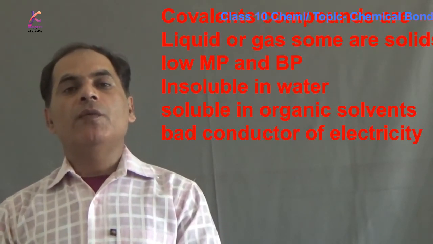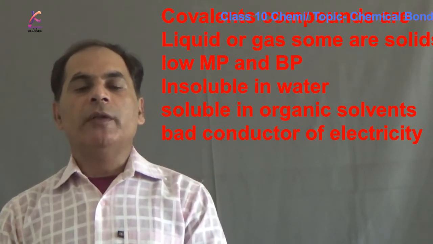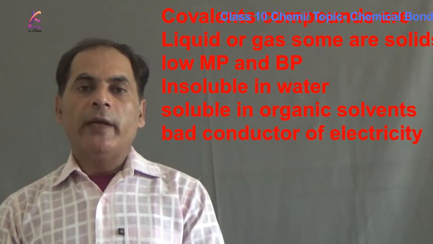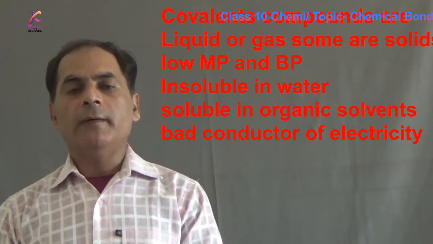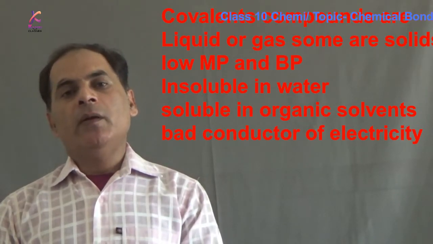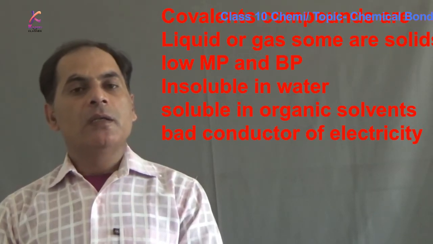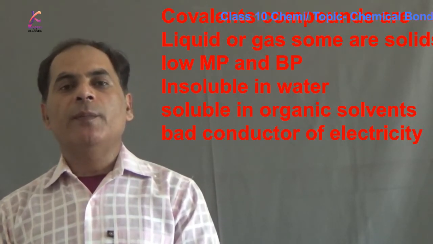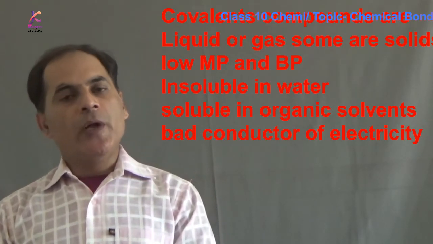Now we will see the properties of covalent compounds. The bond present in a covalent compound is the covalent bond, and because of this bond they have certain properties. They have very low melting and boiling points compared to electrovalent compounds, and they are insoluble in water, but they are soluble in organic solvents. Some covalent compounds are soluble in water. It is because of polarity, because covalent compounds are of two types, polar and non-polar.